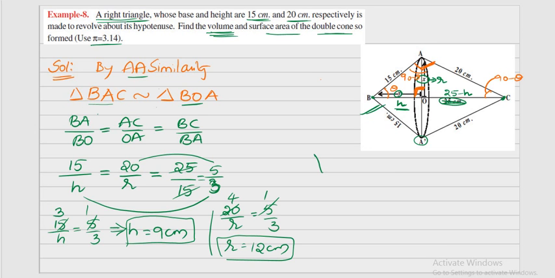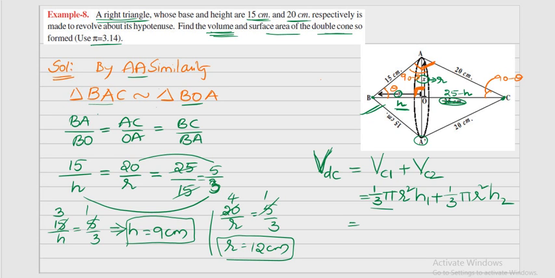So volume. If I want to find the volume of the double cone, V suffix DC is equal to volume of cone 1 plus volume of cone 2. So directly I can write volume of cone 1 plus volume of cone 2. What is the volume of cone 1? 1/3 pi r square h1 plus 1/3 pi r square h2, because both have the same radius. Right, now 1/3 pi r square I can directly take common.